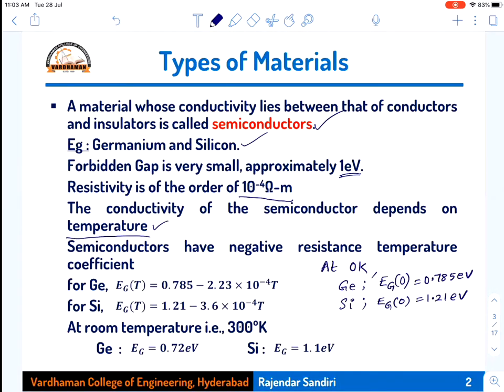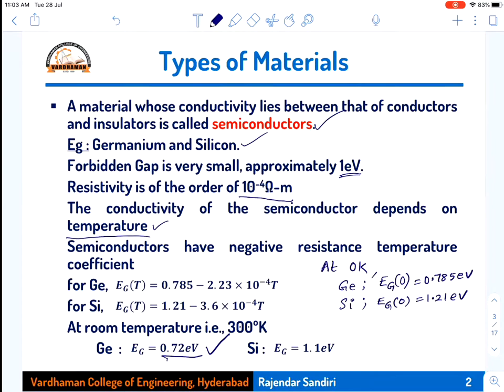And if you substitute the room temperature, what is it? Actually 27 degrees centigrade is the room temperature, but generally we convert degrees centigrade into Kelvin. If I want to convert it into Kelvin, what do I have to do? You have to add 273 to that. So 27 plus 273 will be 300 Kelvin. At 300 Kelvin, if you substitute T equal to 300, and subtract 2.23 times 10 to the power of -4 times 300 from 0.785, then at 300 Kelvin you will get Eg as 0.72 electron volts.